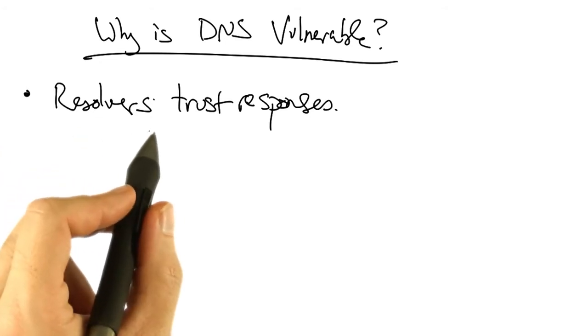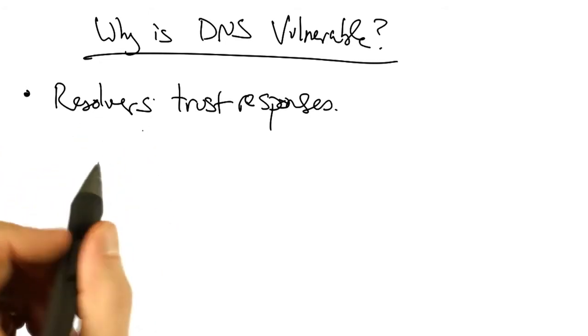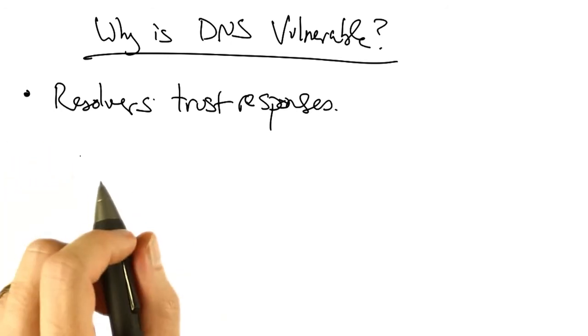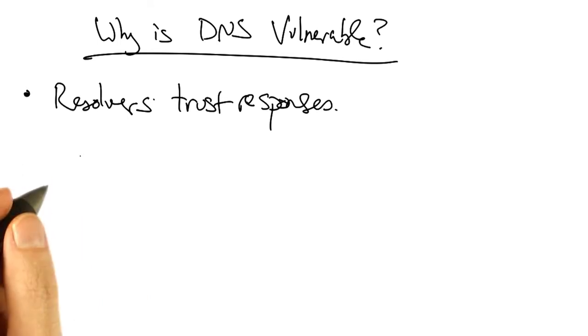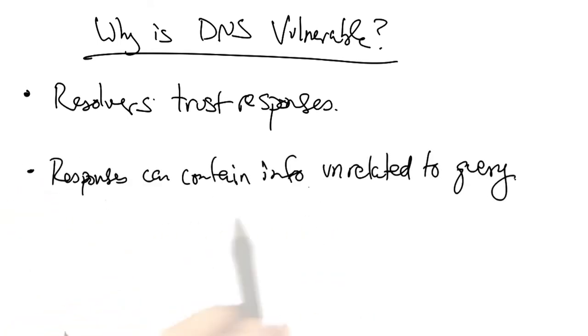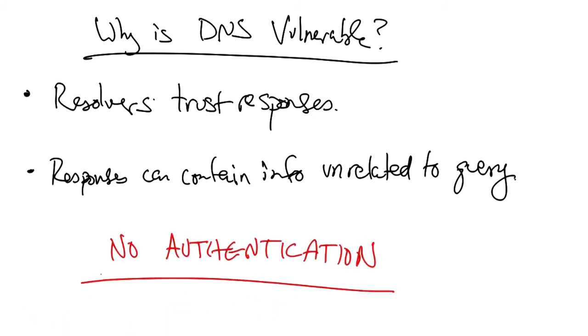When a resolver sends a query, it typically generates what's called a race condition, and if the attacker replies before the legitimate responder, then the resolver is likely to believe the attacker. DNS responses can also contain additional DNS information that's unrelated to the query. The fundamental problem is that the basic DNS protocols have no means for authenticating responses. This allows an attacker to forge responses after a resolver sends a query.